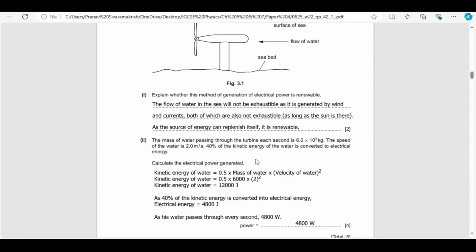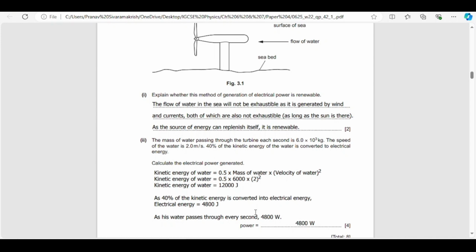So the input energy is kinetic energy. First, if you wanted to calculate the kinetic energy, that's going to be equal to half, or 0.5, multiplied by mass multiplied by the square of the velocity. So we know that that's going to be half multiplied by 6,000 multiplied by 2 squared, because that's the velocity. And that gives us around 12,000 joules every second. We know that only 40% of the kinetic energy is converted to electrical energy. So we multiply that value by 40%. That gives us around 4,800 joules every second converted into electrical energy by the turbine.